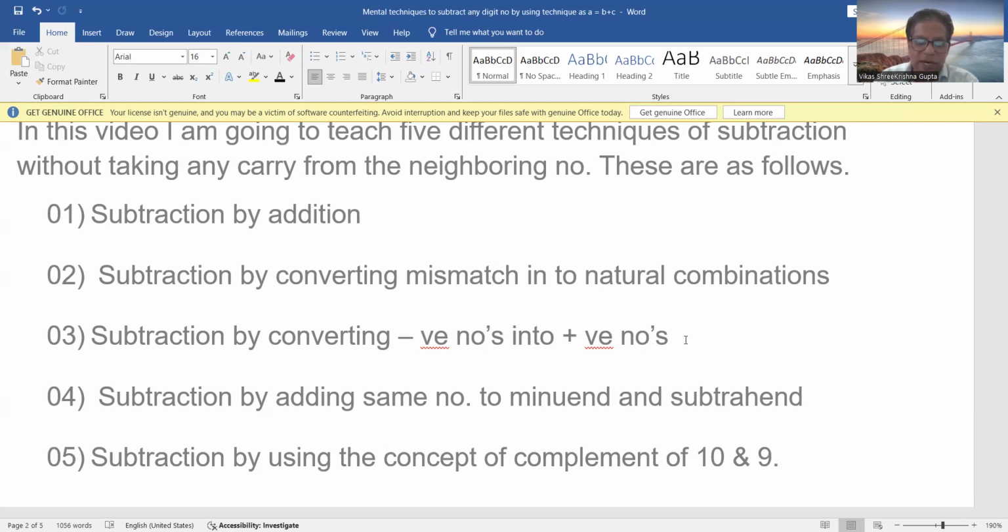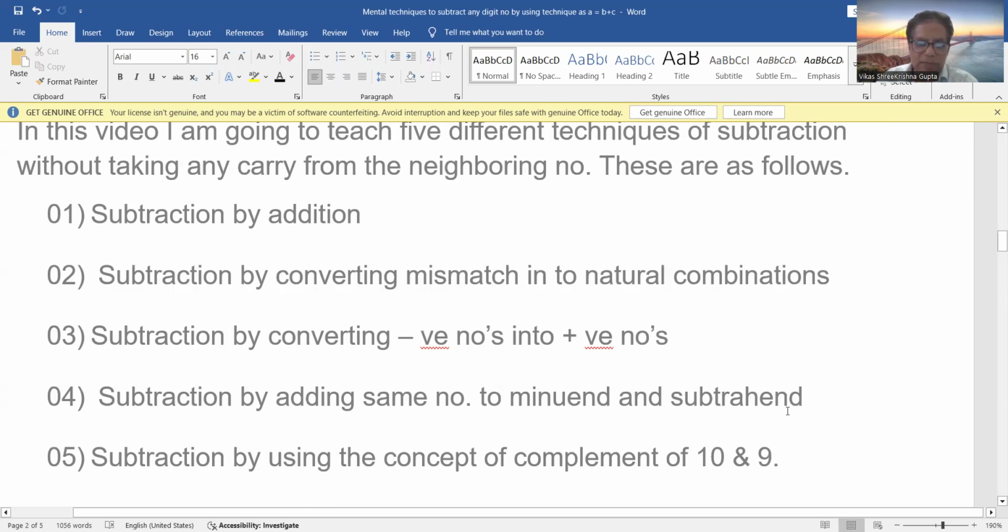Then subtraction by adding the same number to minuend and subtrahend. As I just told you a few minutes back, the value of the subtraction, meaning the difference value, is not affected when you add or subtract the same number to minuend and subtrahend. So we will use this property to get the subtraction done without taking any borrow.